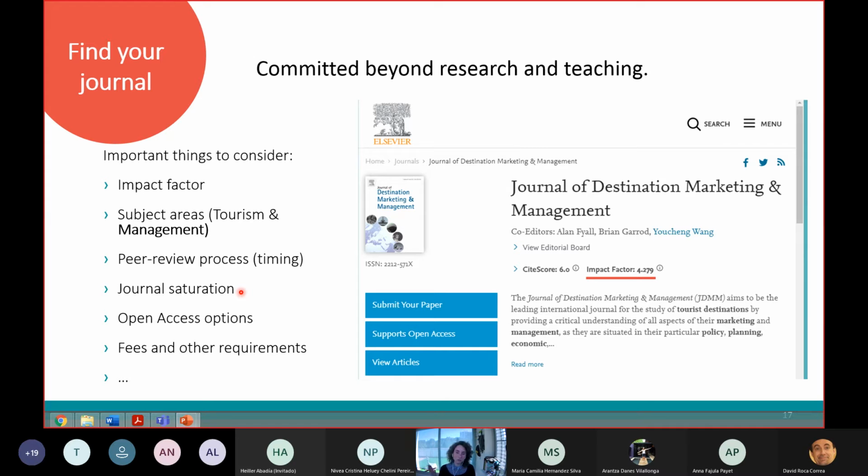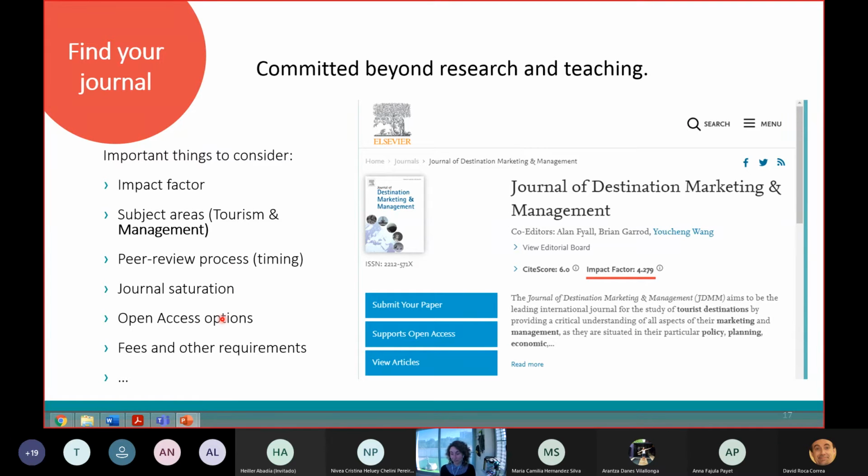You'll see that some journals have published already until 2022. So they have online first papers from 2022, which we are not there yet. So that's an indicator that maybe they will be slow and they will be very picky because they have a lot of publications online.